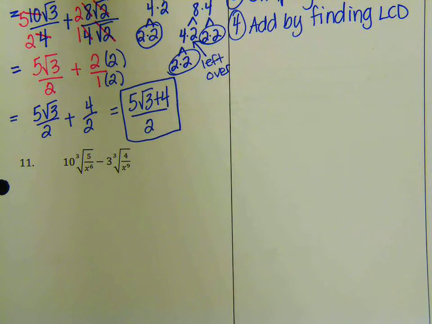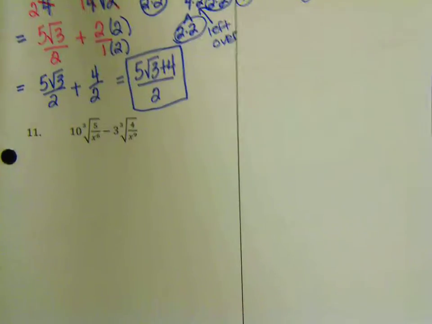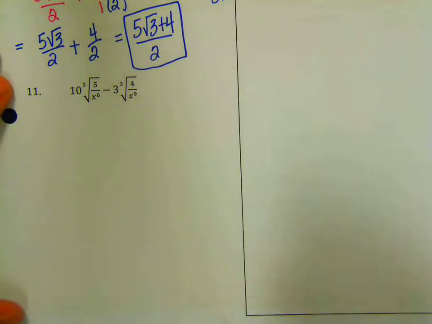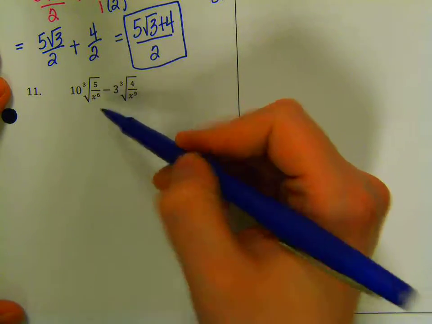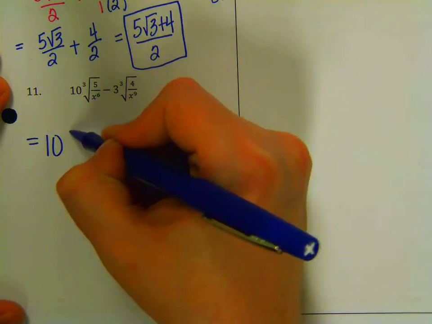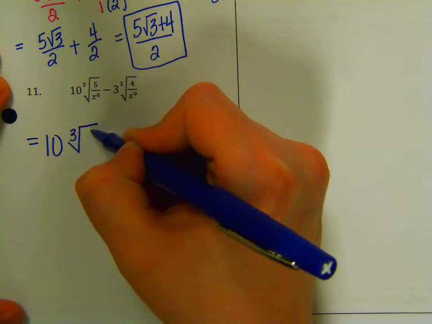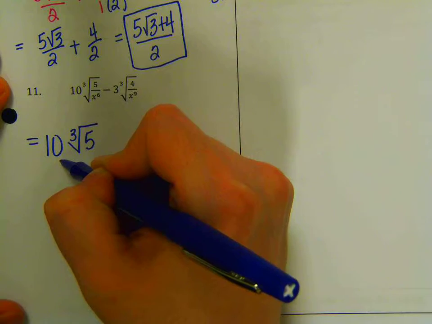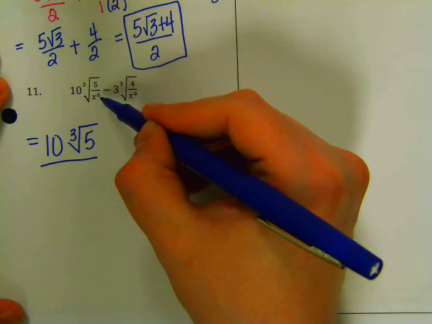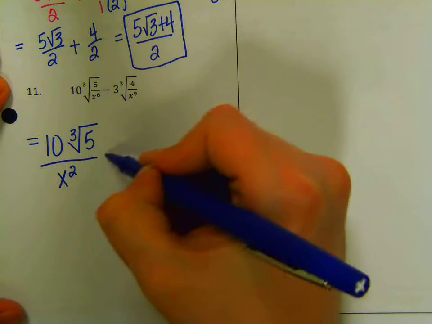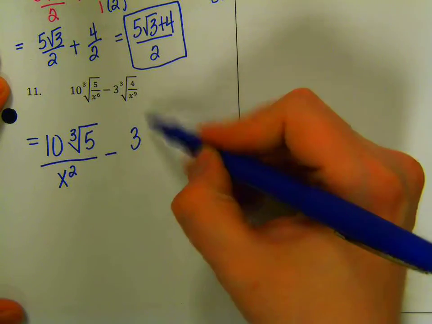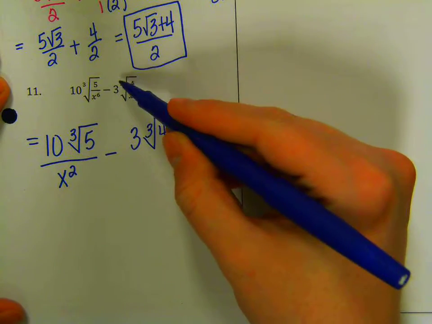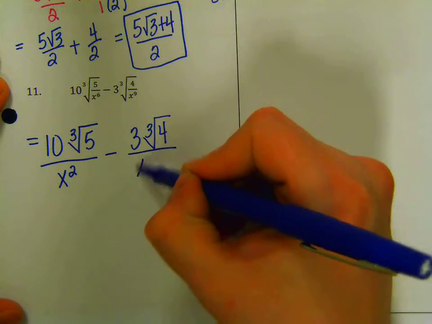Your number 10 is going to be a little bit similar, but not as much work. I mean, number 11, I'm sorry. So 11, I have 10 on the outside. I can't reduce 5, but I can reduce x to the 6th. So I'll have 10 cubed root of 5 in the numerator. Then in the denominator, I'm going to have 3 goes into 6 2 times, so x squared, minus, you have the 3 here. Cubed root of 4 can't be simplified, so I'm going to leave it there. But 3 goes into 9 3 times, so I'll have x cubed.